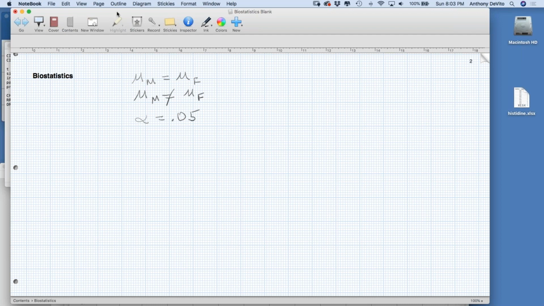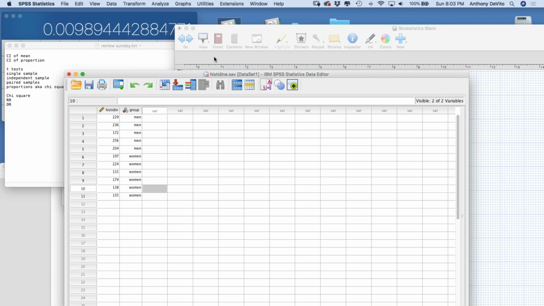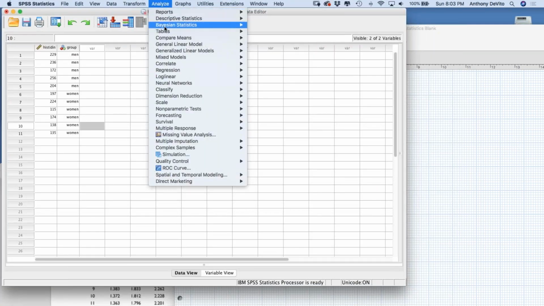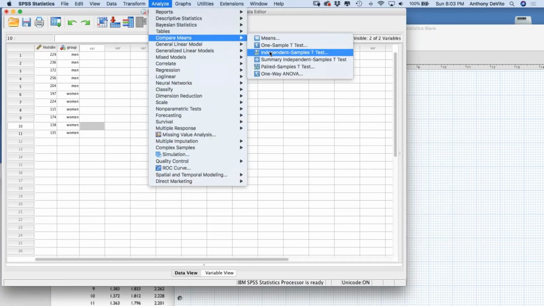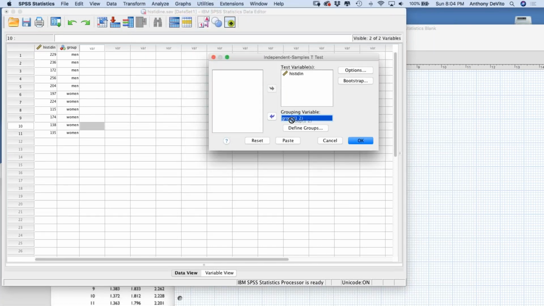So I'm going to go back to SPSS, and I'm going to say Analyze, Compare Means. In this case, we have two independent samples, a sample of men and a sample of women. So that's an independent samples t-test. Let's move this back over here. This is the way it would open up normally.